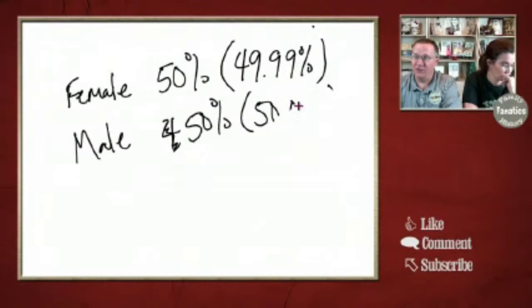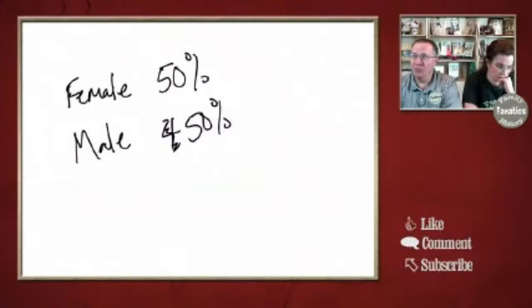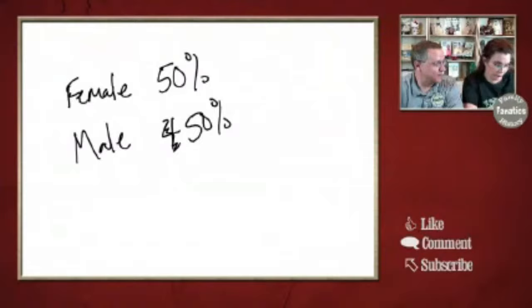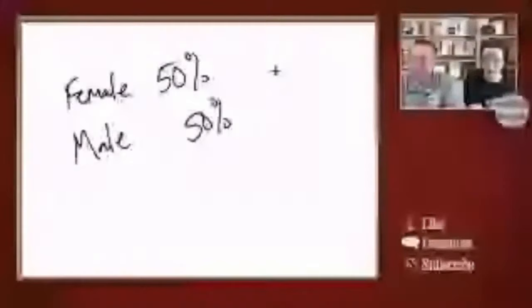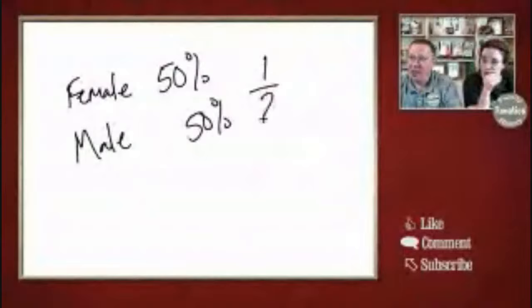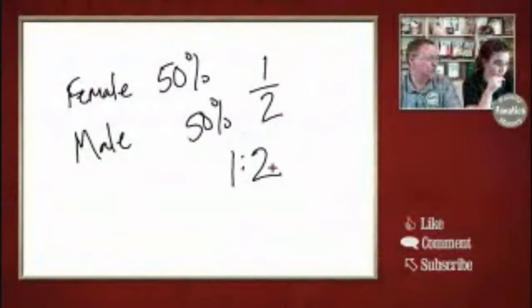Okay, so 50%. When we were at the hospital there, we had no idea, right? I'm talking to you. Yes. I'm sorry. I'm at the hospital. You're at the hospital. We have no idea. There's a 50-50 shot. It could be male or female. Okay. Right? So 50-50, or another way of looking at that is one out of two. It might be written another way, one in two. There's lots of different ways that we can write this.